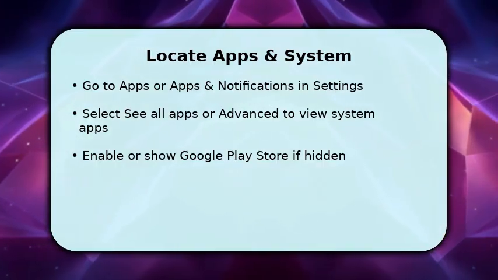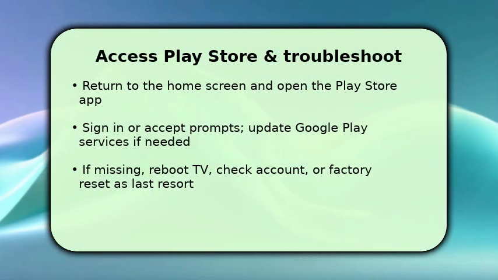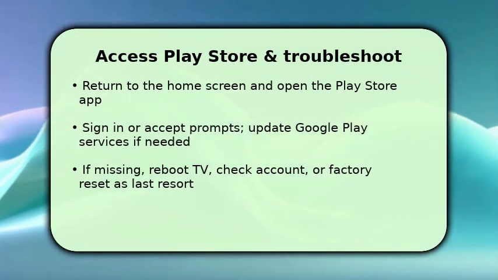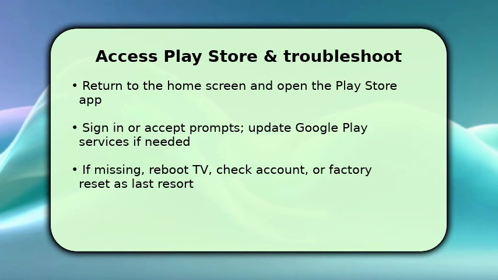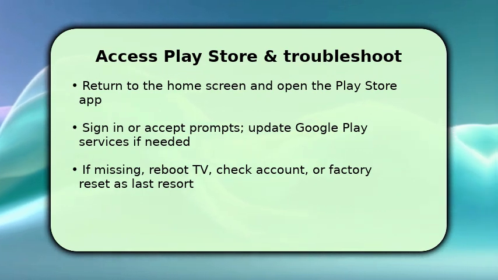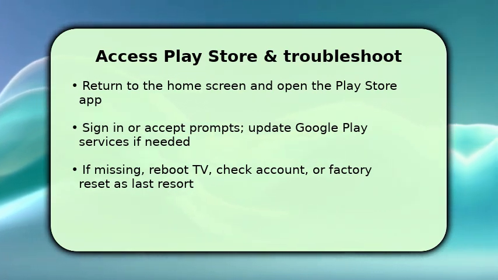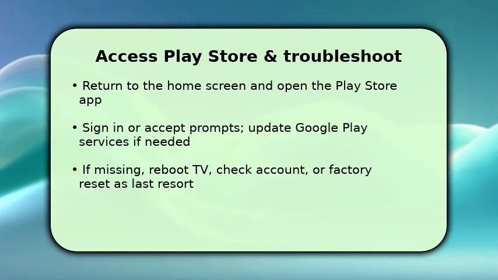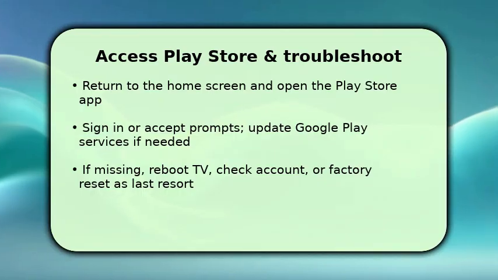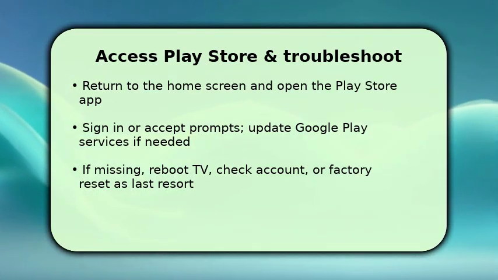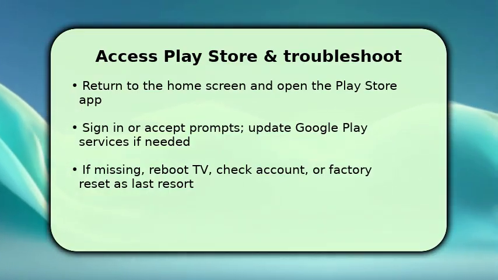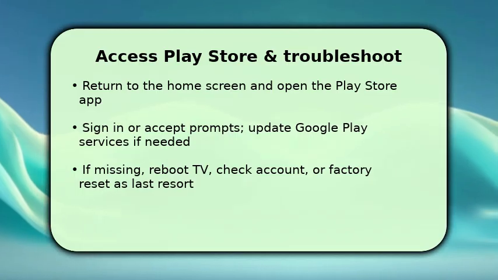Finally, go back to the home screen and open the Play Store. You'll be prompted to sign in or accept terms, which completes setup and lets you download apps. If the app won't open, update Google Play Services from App Settings or Force Stop and clear cache. If the Play Store remains missing, reboot the TV, verify the same Google account appears under Settings, and only then consider a factory reset. This step resolves stubborn issues without skipping basic account and cache fixes.